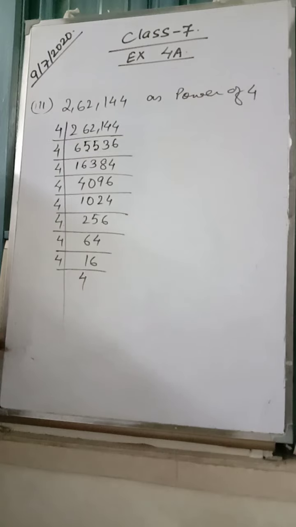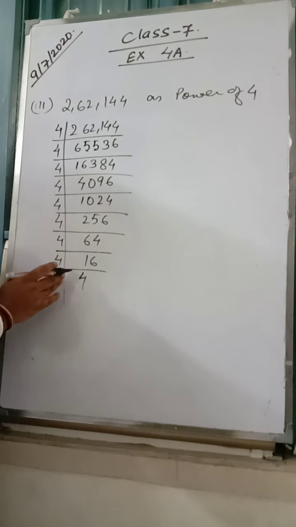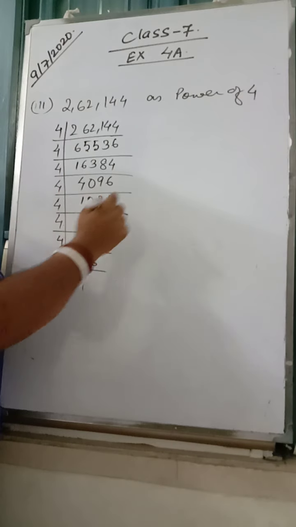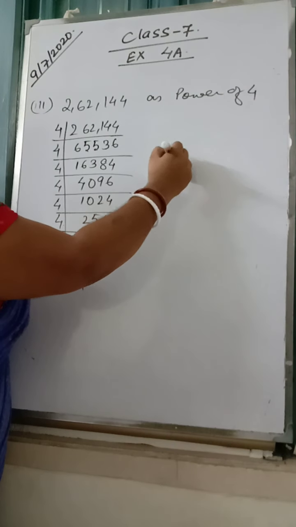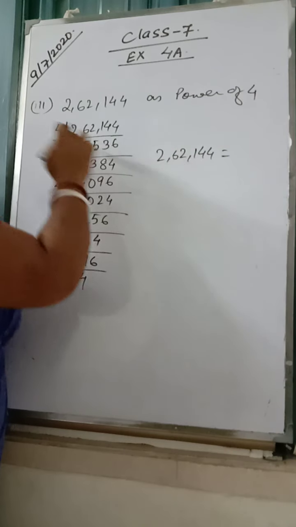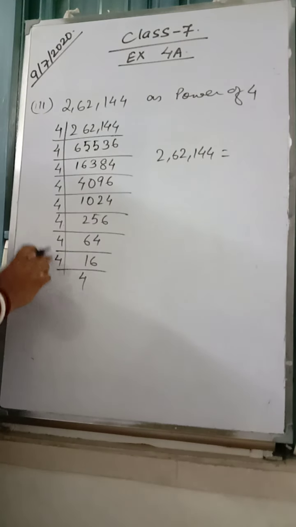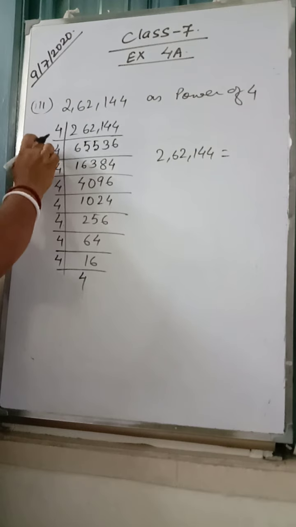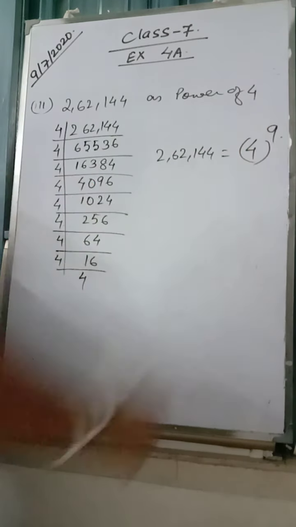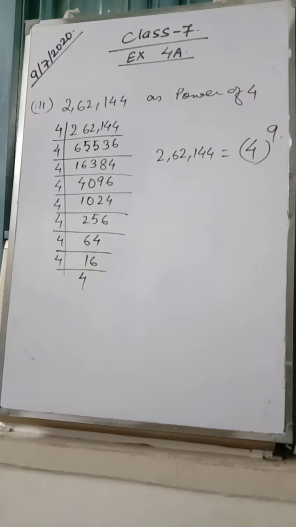Is it? If you factorize it with 2, you will have 2 into 2 into 2, the double of this. So 2,62,144 as a power of 4 they have asked, so I have broken it with the 4. 1, 2, 3, 4, 5, 6, 7, 8, 9. So this will be 4 to the power 9. Okay, in this way we solve question number 8.